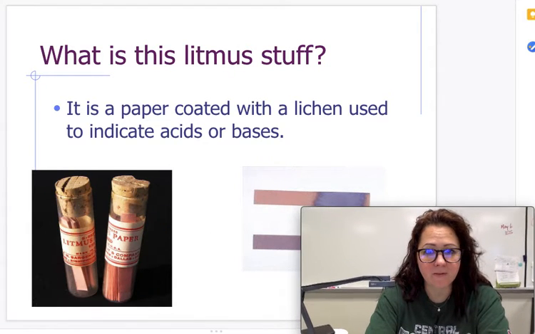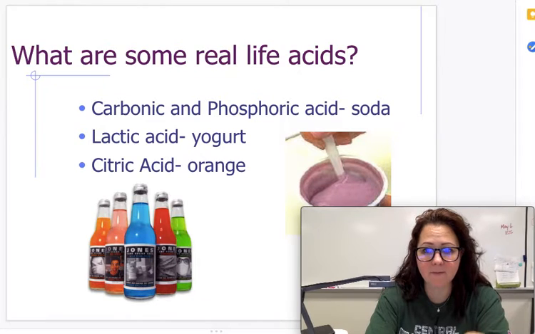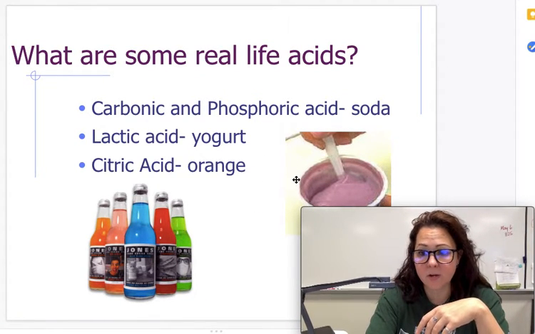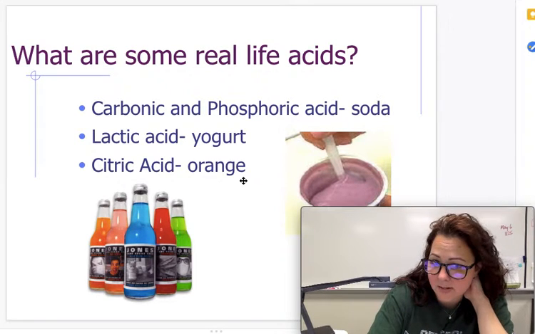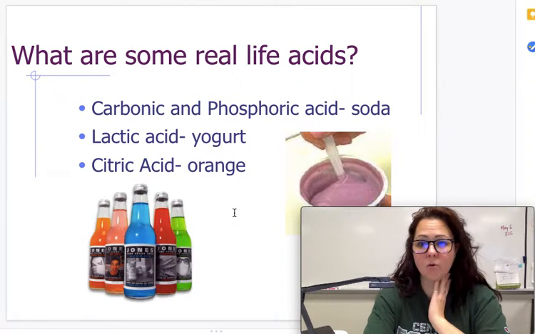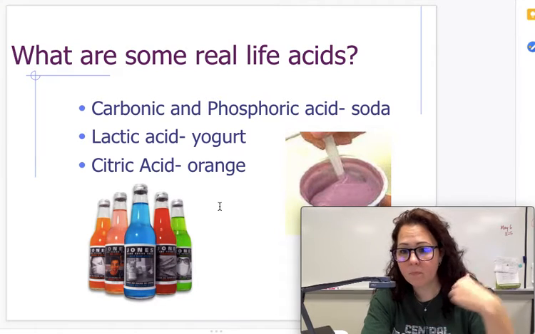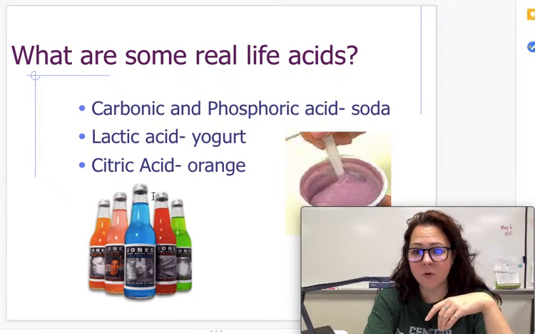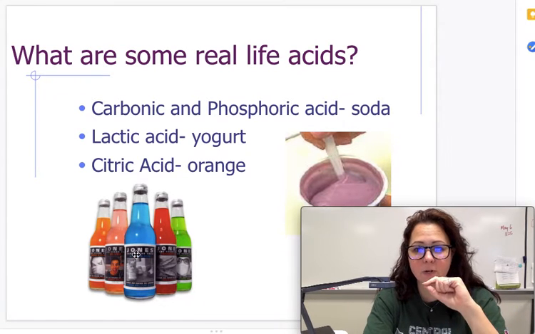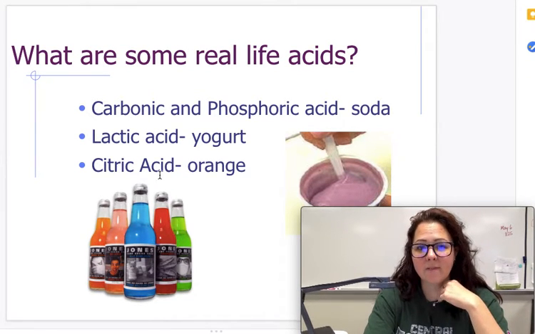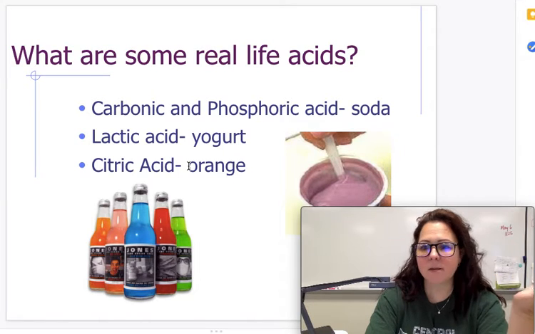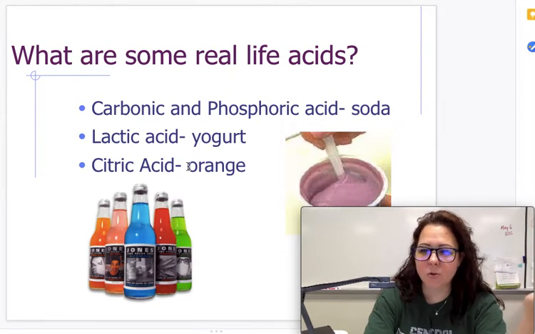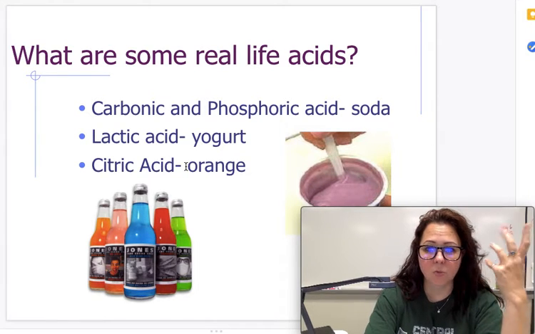So some real life acids that you have in the real world. Lactic acid is what you find in yogurt. It's found in milk, things like that. Citric acid is what gives an orange or a lemon or a lime its acidic property. And then carbonic acid and phosphoric acid you find in soda. That's why it's not so good for your teeth. So these are just some real life acids that you'll find. Acetic acid is vinegar. You have a lot of examples of these. You just don't realize that there's quite as many acids and bases in the world around you.